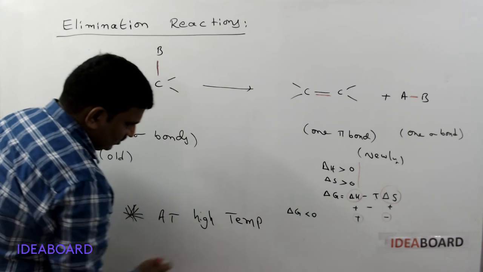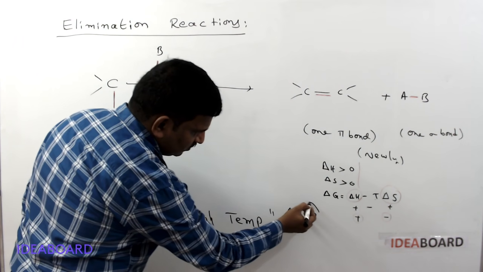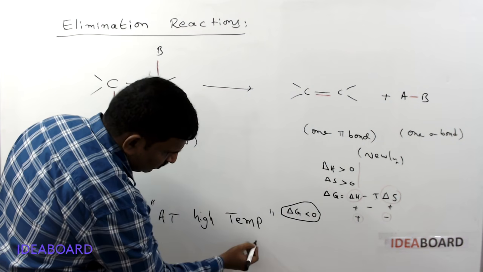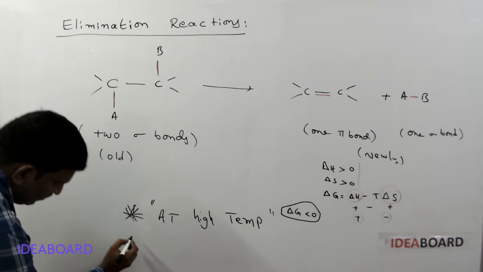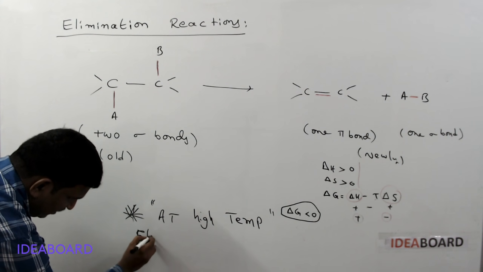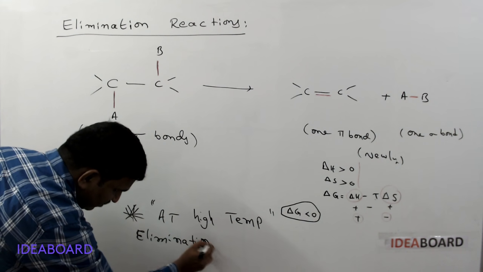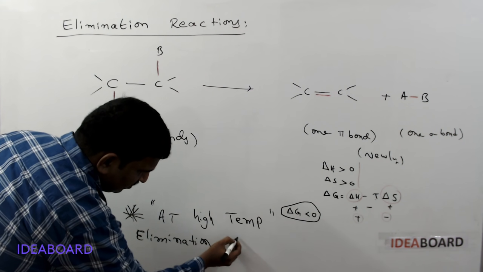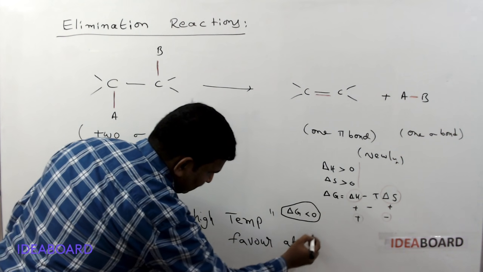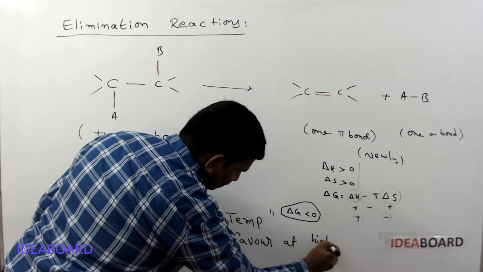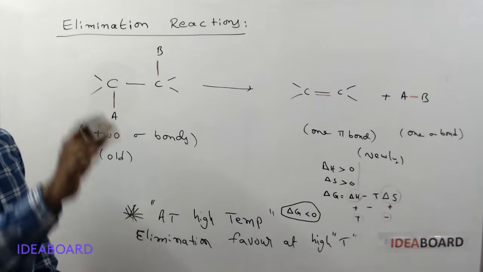So at high temperature, delta G will become less than 0, or delta G is negative, which means elimination. Please remember this, very important. Elimination is favored at high temperature. This is the first and important point to do the elimination reactions.